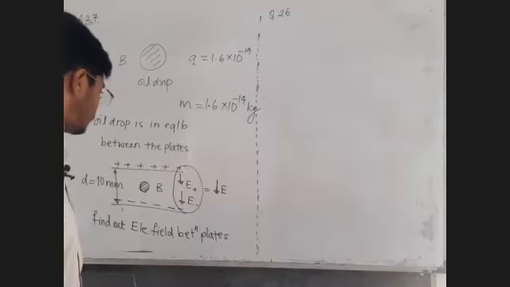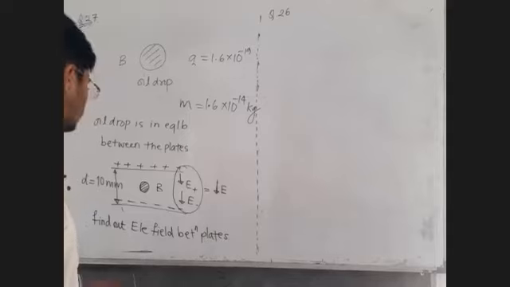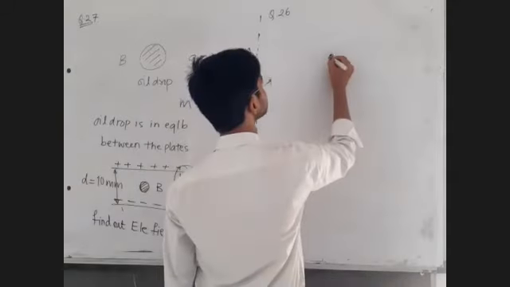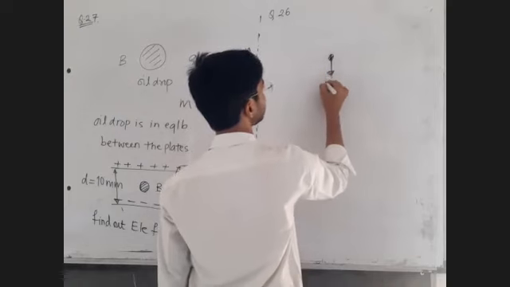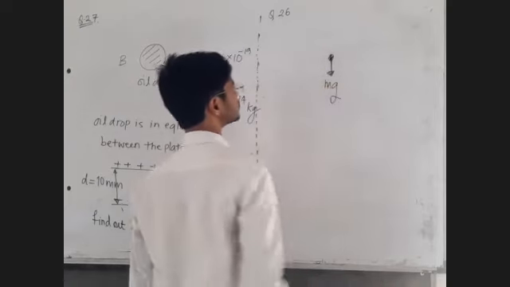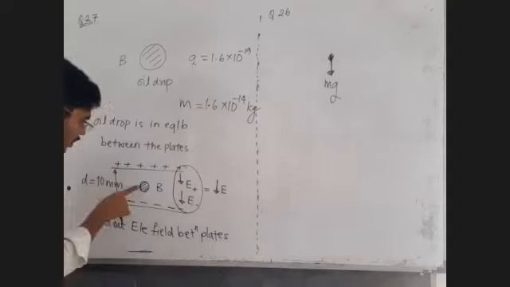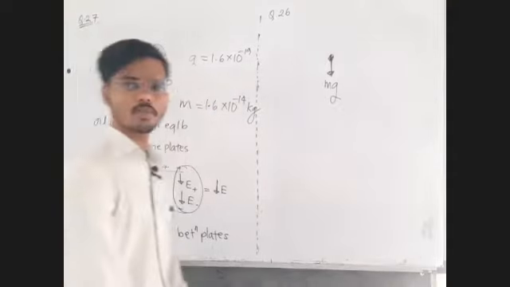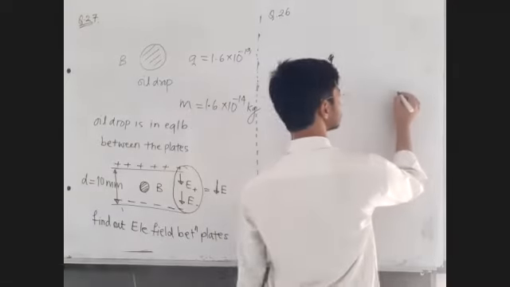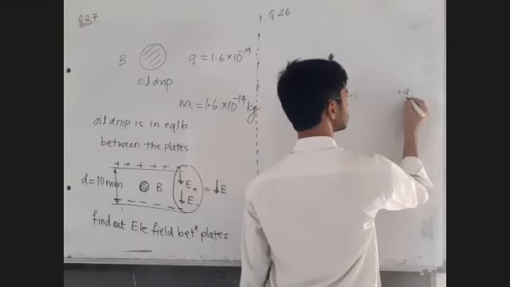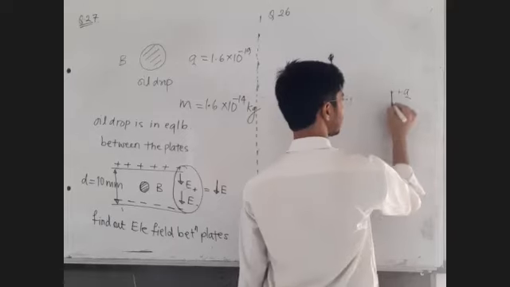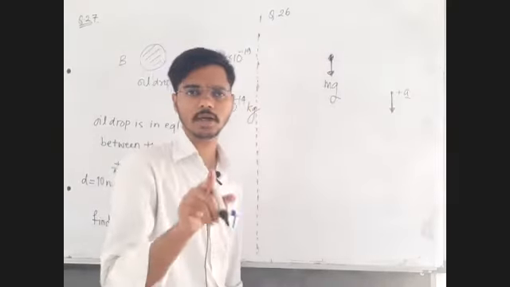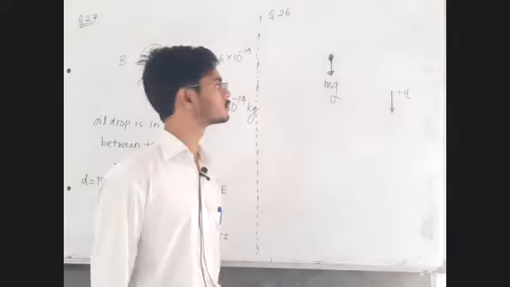So the charge has its own mass, so mg will be acting vertically downward. This is a positive charge. When a positive charge is placed in a downward facing electric field, the force acting on that charge will be downward. Reply to me in the chat box, D or U.